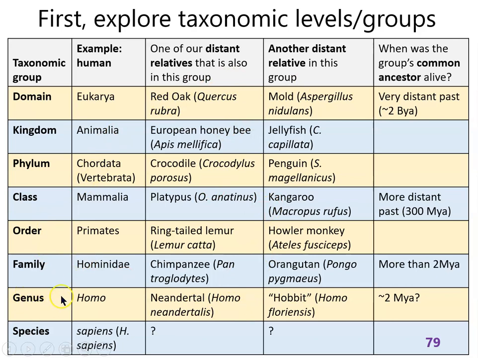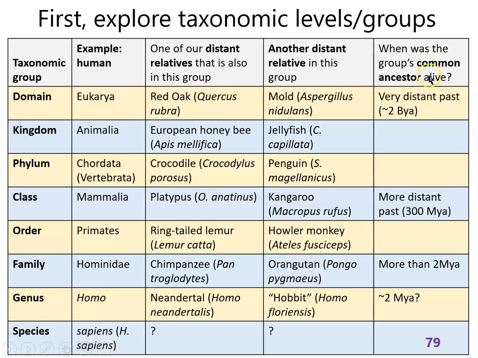Within our genus, that's a fairly small group. All the other members of our genus kind of look like us. They're very similar to humans. Within our order, primates, they're all monkey-type things, like lemurs and monkeys. Within our phylum, they all have backbones, but they could be reptiles or birds or fish. And within our domain, they could be really anything that has nuclei.